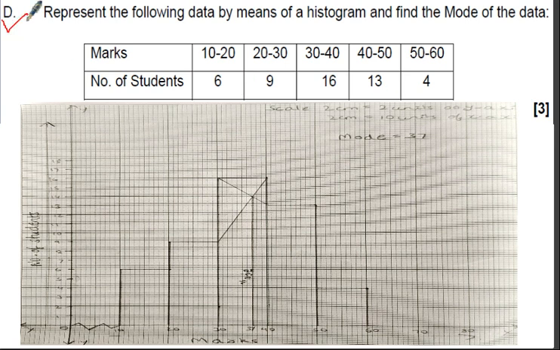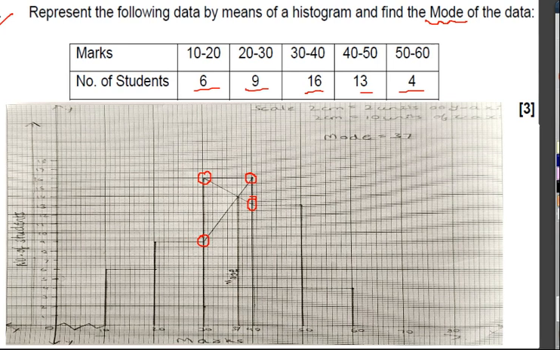Sorry, D part of the third question. They are asking mode by histogram. So you can take a kink because it is starting from 10, or a kink is not required. You can leave one block. And then plot 6, 9, 16, 13 and 4. Okay, after making these rectangles, you go for the corners of the highest frequency and connect them.